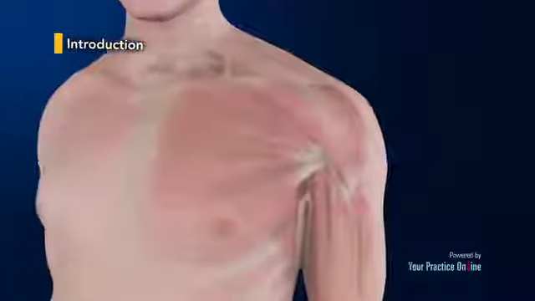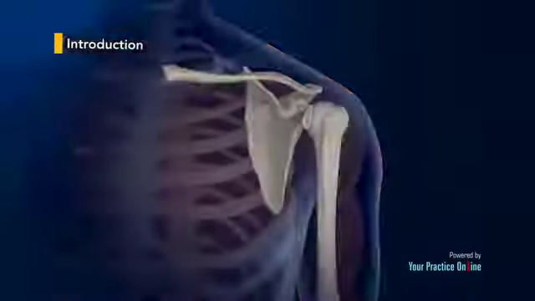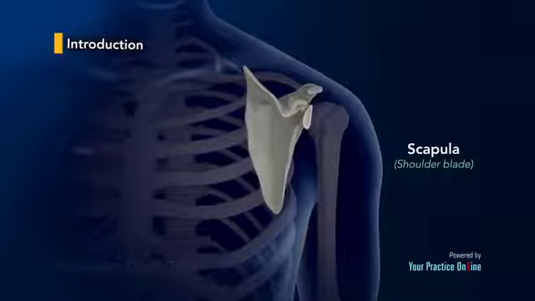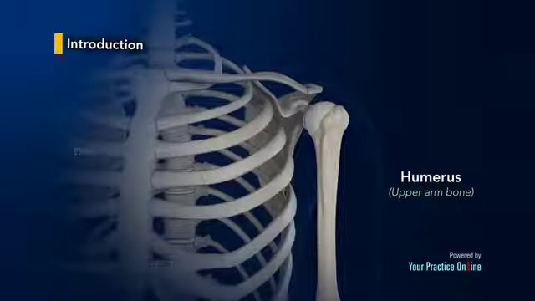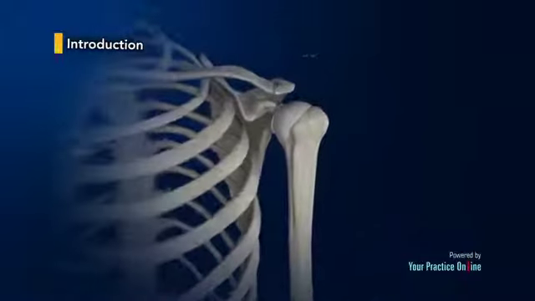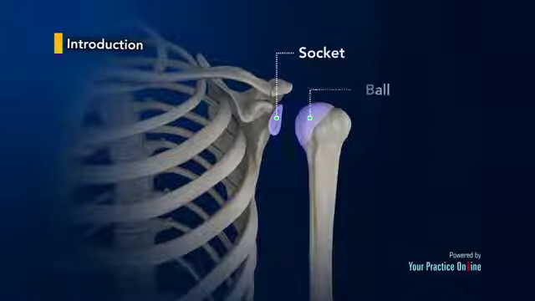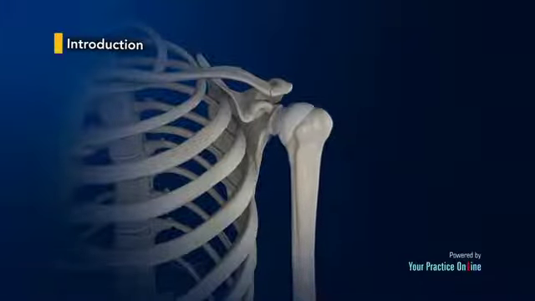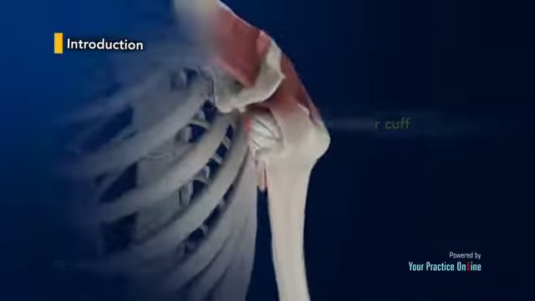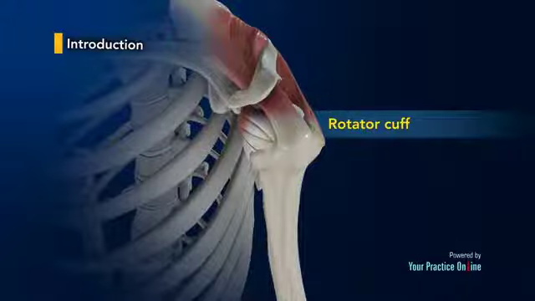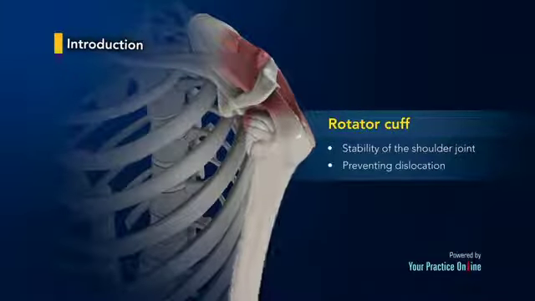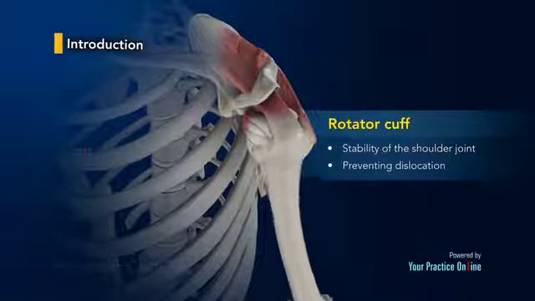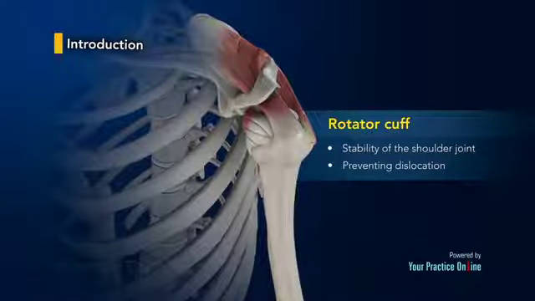The shoulder is a ball and socket joint made up of the scapula (shoulder blade), clavicle (collarbone), and humerus (upper arm bone). The scapula forms the socket while the head of the humerus forms the ball, enabling full range of motion for the arm. A group of 4 tendons and muscles, called the rotator cuff, maintains stability of the shoulder joint, preventing the humerus from sliding out of the socket (dislocation).